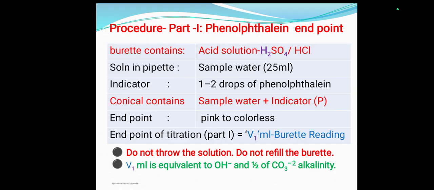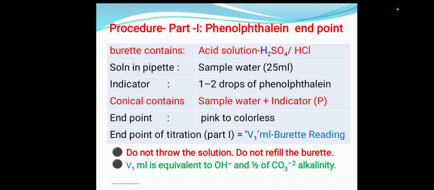So two things are clear. In the burette we are taking acid, and in the conical flask we are taking the water sample and adding indicator to it. The color becomes pink, and we have to start the titration till the pink color changes to colorless. Once we get a colorless solution, we have to stop the addition of acid, and note the burette reading as V1 ml. Once we get the V1 ml reading, we proceed toward part 2.